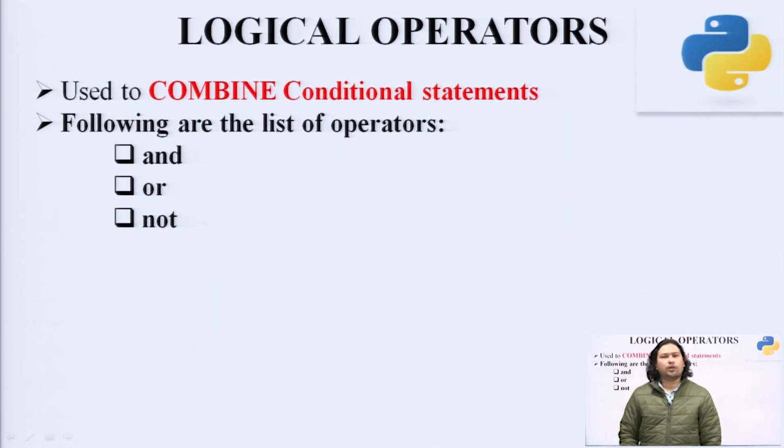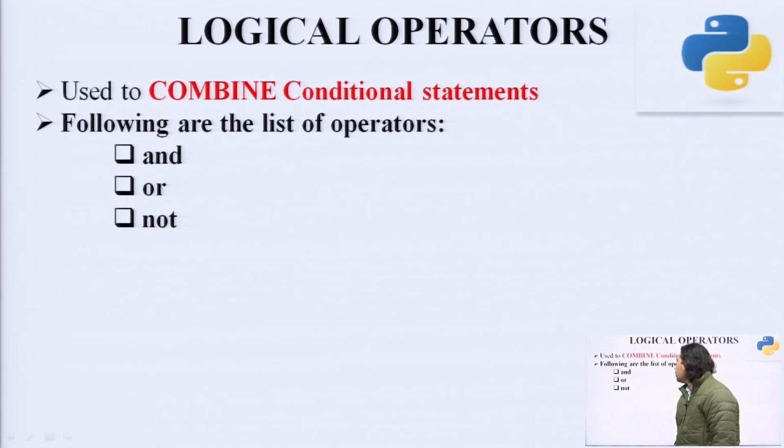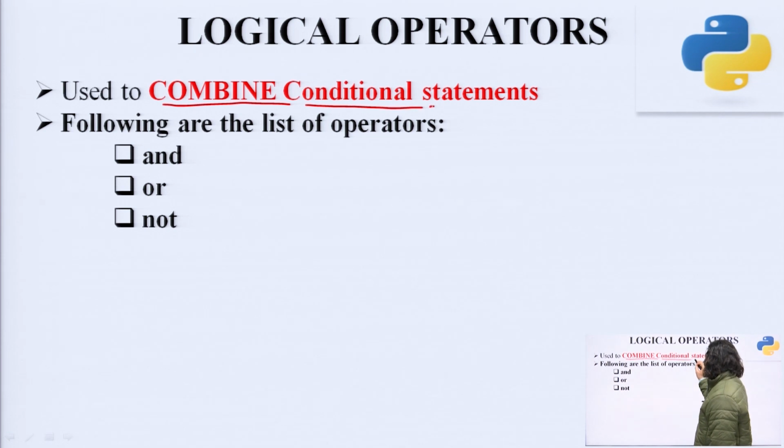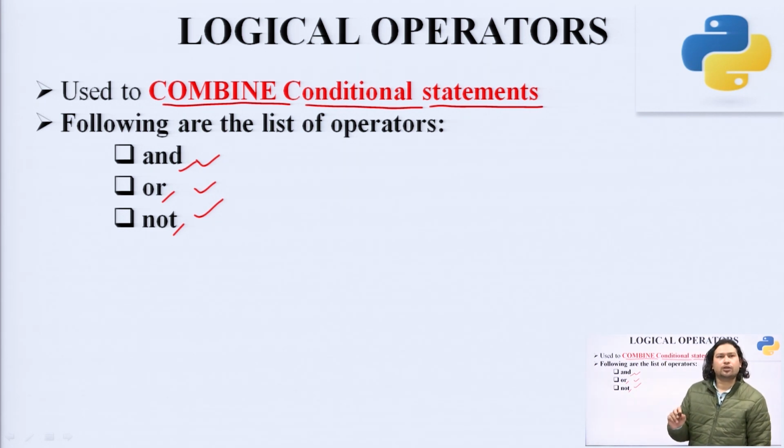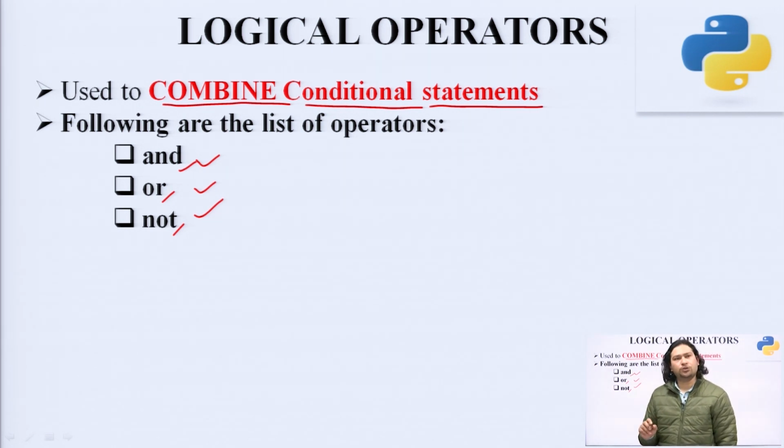Now, we are talking about the fourth operator, the logical operators. Here we are talking about combining conditional statements, that means we can combine more than one conditional statement by using the logical operators. These are three in number: the AND operator, the OR operator, and the NOT operator. These three operators are for logical operations and are used to combine more conditions.